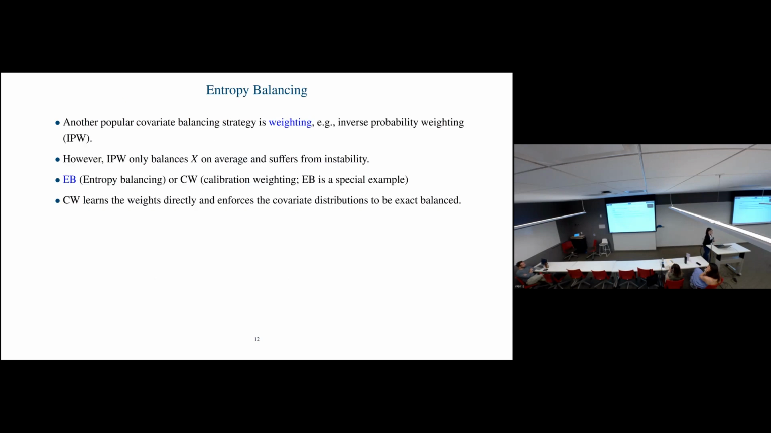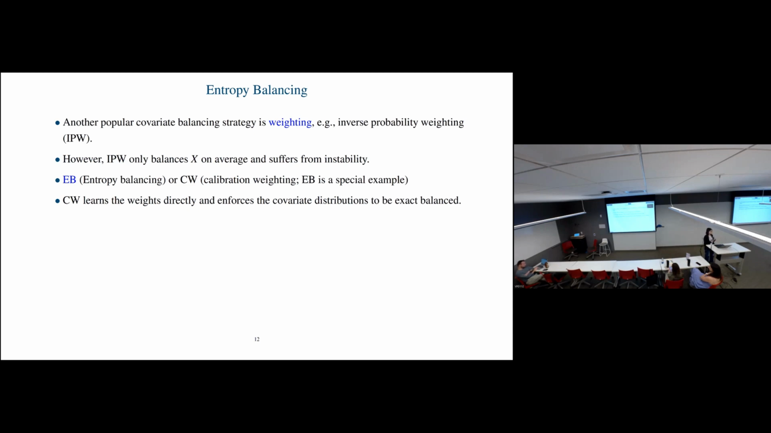Another popular covariate balancing strategy is weighting, and everybody knows inverse probability weighting, right? We first predict the propensity score and take its inverse, which becomes the inverse probability weight. The weighted sample should mimic randomization of treatment, because it creates a pseudo-population where there's no confounding. But there are some problems with inverse probability weighting. It first predicts the propensity score and creates the weight by inverting it, so it cannot guarantee balanced X for every sample, and it also suffers from instability.